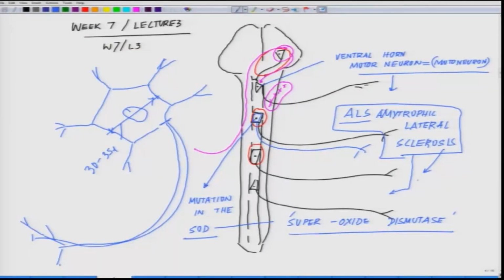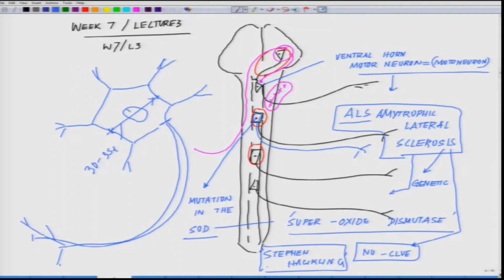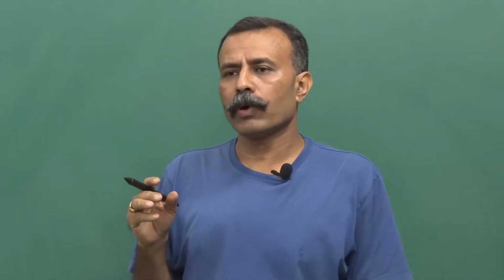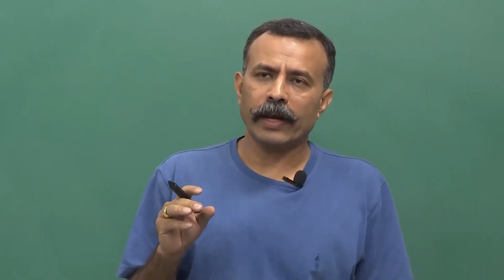So there is one aspect which is genetic, but there is another aspect where we have no clue why these neurons die. Stephen Hawking, one famous name, who suffered from ALS. And interestingly, the motor neurons which are sitting at different levels of the ventral horn have a different level of sensitivity to getting affected by the disease.